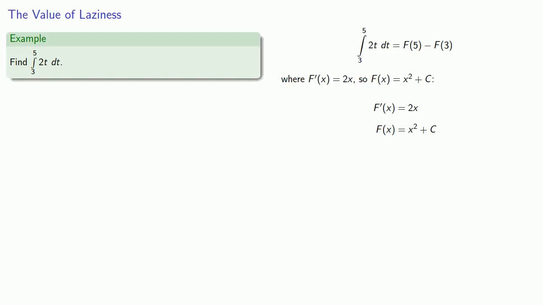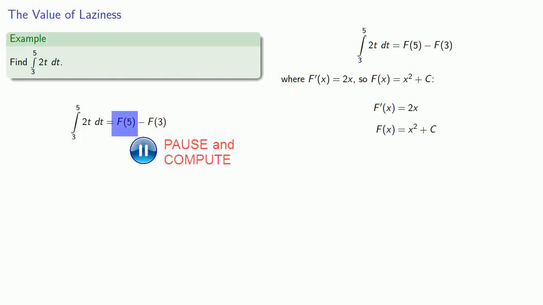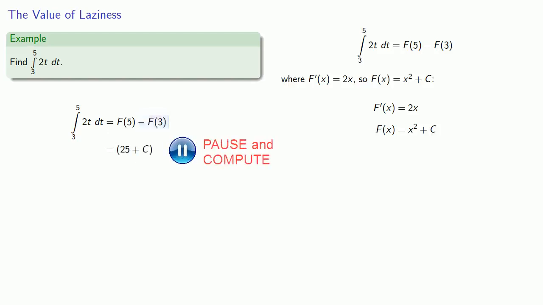So I can apply the fundamental theorem. Capital F of 5 is going to be, and capital F of 3 is going to be, and notice that when we subtract them, the value of c drops out and we just get the number 16.